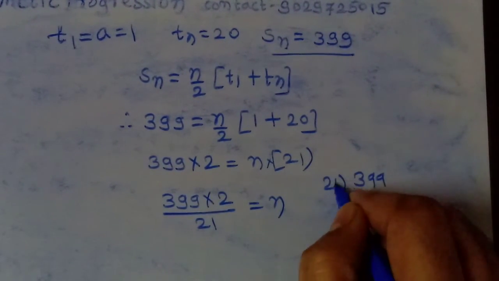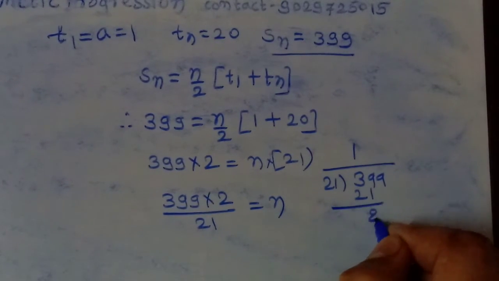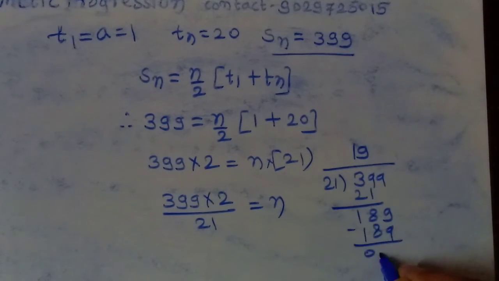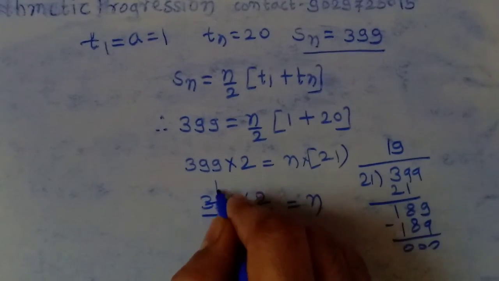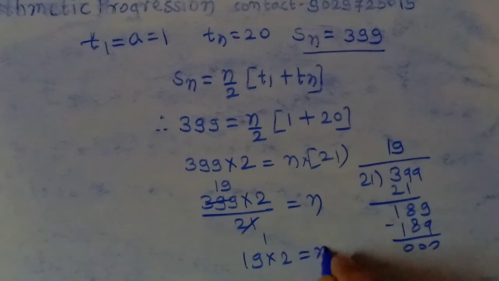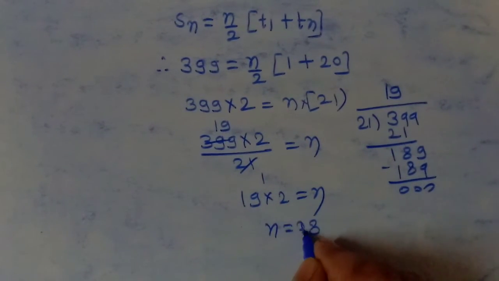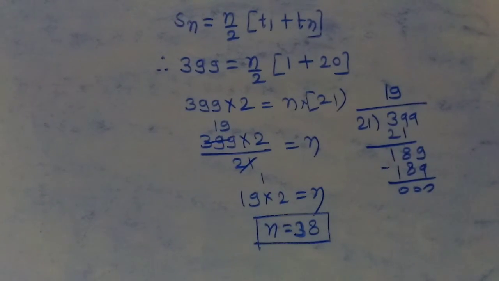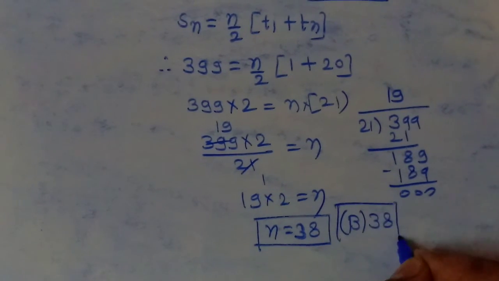399 divided by 21. Okay, do this division. 21 ones are 21, 21 nines are 189, and therefore the answer is 19. Now 19 multiplied by 2 is equal to n, and therefore n is equal to 19 twos are 38, which is your last answer. Okay, that is option B, 38, that is your answer.